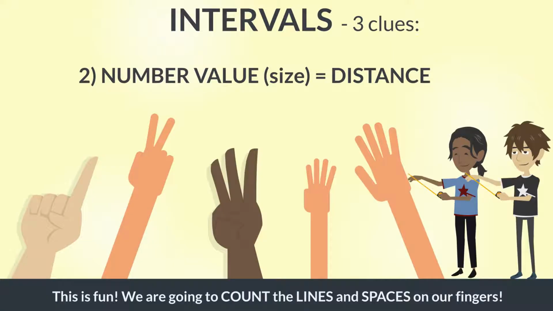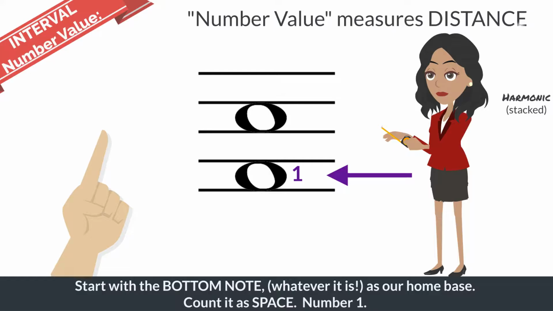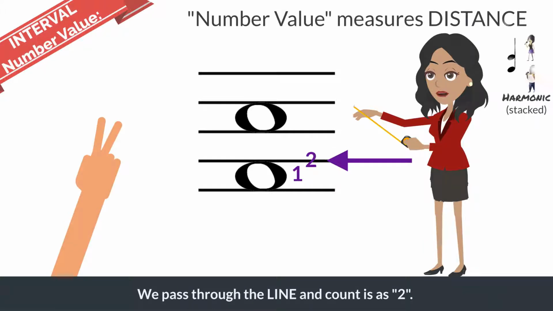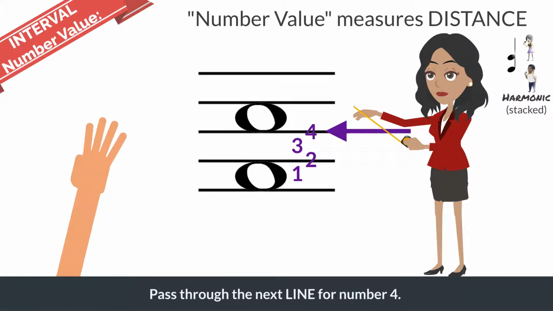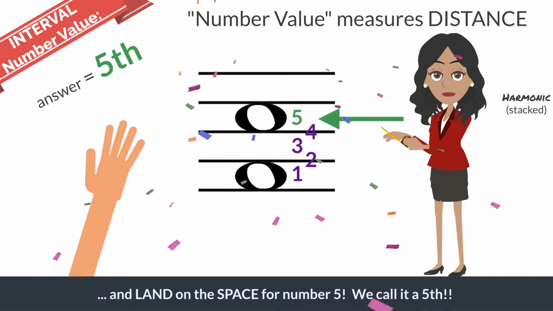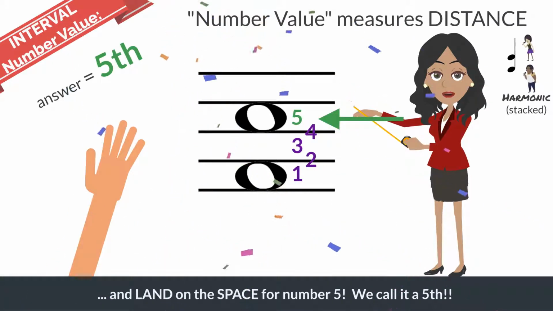This is fun. We are going to count the lines and spaces on our fingers. Start with the bottom note, whatever it is, as our home base. Count it as space number 1. We pass through the line and count it as number 2. We pass through the next space, counting it as number 3. Pass through the next line for number 4. And land on the space for number 5. We call it a 5th.